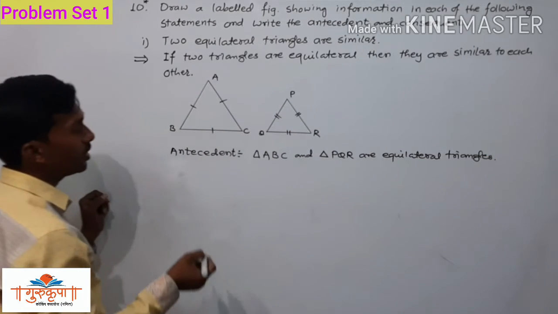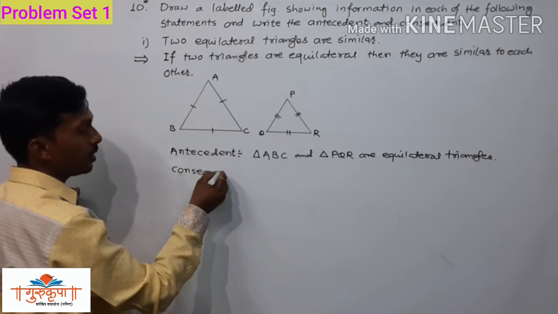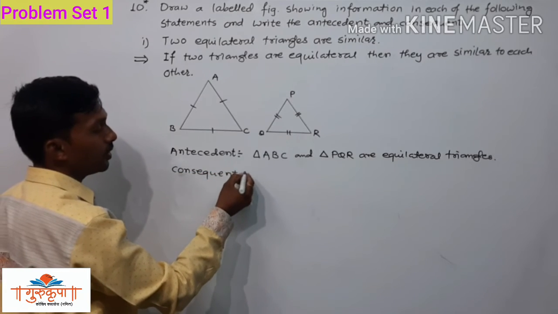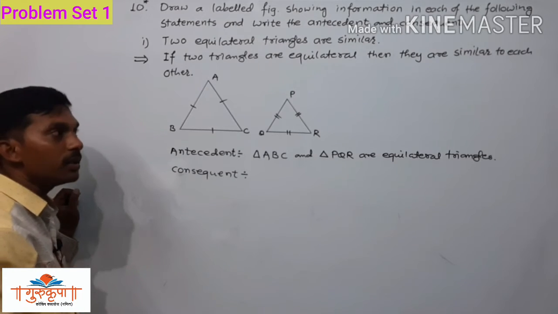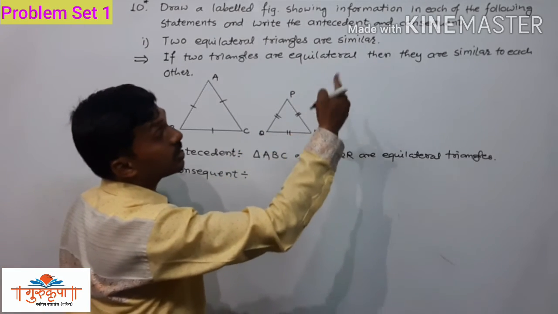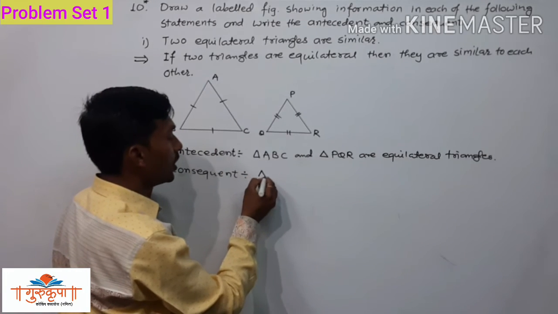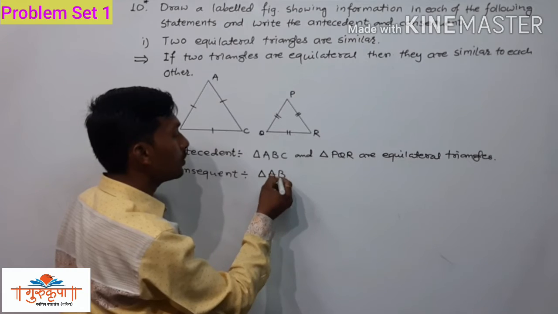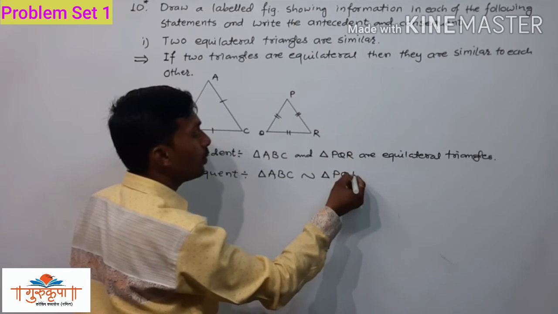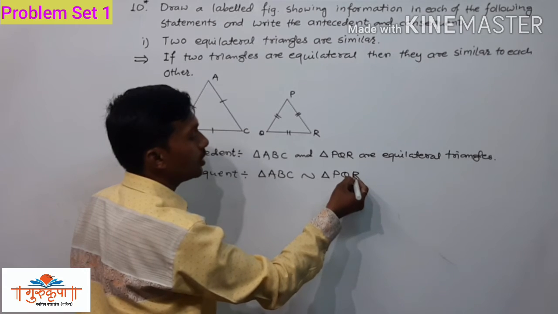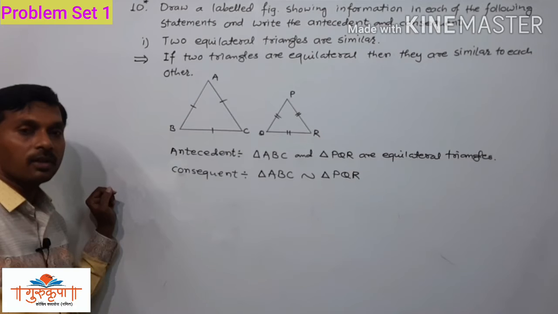Now we have to write the consequent. The consequent is the part following then, and it is: they are similar to each other. Both these triangles are similar to each other. So here we can write triangle ABC is similar to triangle PQR. So this is all about the first example from question number 10.